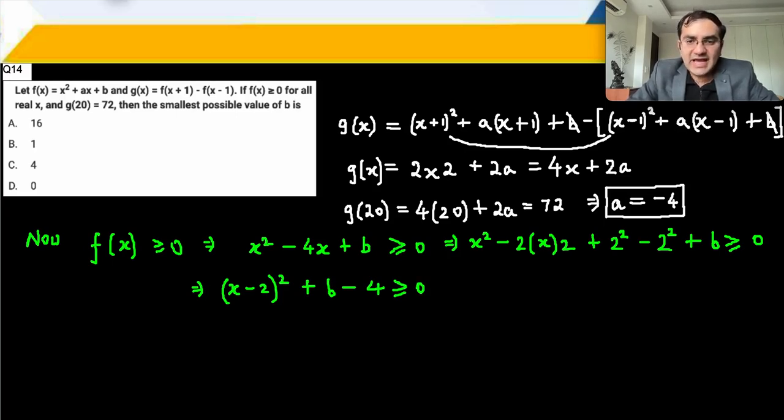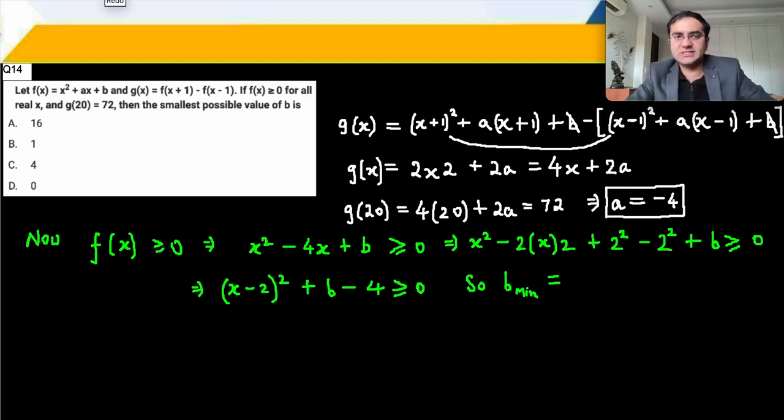So you can see that x minus 2 whole square, the smallest value is going to be 0. And then for b minus 4, if the smallest value is 0, then b's minimum value will have to be 4. Is this making sense? x minus 2 whole square smallest is 0. So now b minus 4 smallest is 0. That will happen when b minimum is 4. So you get 4 as the answer.